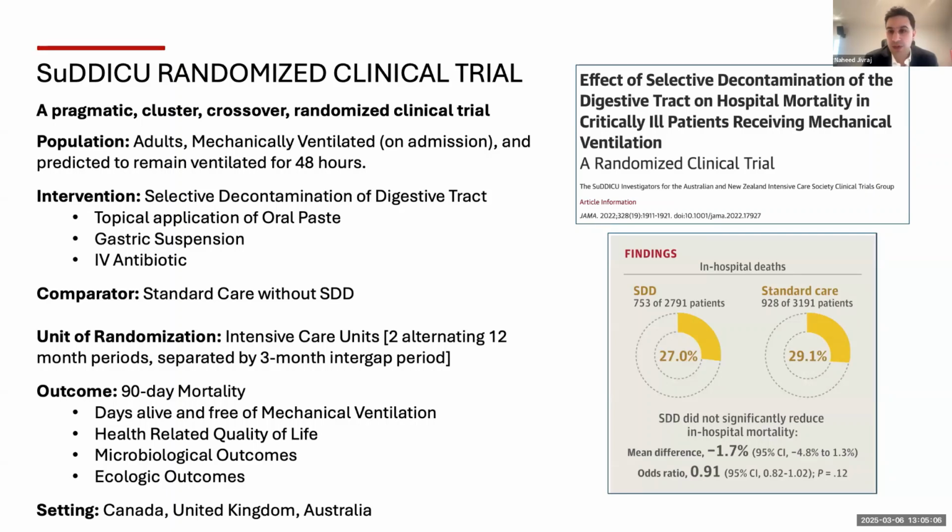and they looked at a variety of other outcomes, including days alive and free of mechanical ventilation, health-related quality of life, which is what we're going to spend today talking about, and then other interesting microbiologic and ecologic outcomes. The trial's taking place in Canada, the United Kingdom, and Australia. And the Australian component of the trial was published in 2022, where they demonstrated that about 27% of the patients in the SDD group died relative to 29% in the standard of care group. And so while there was some absolute and probably clinically important reduction in mortality, this did not reach statistical significance.